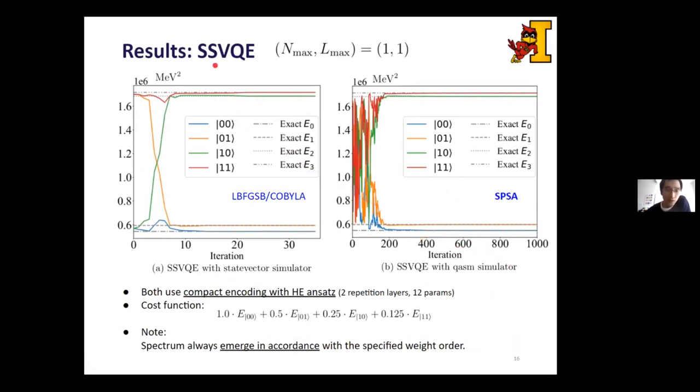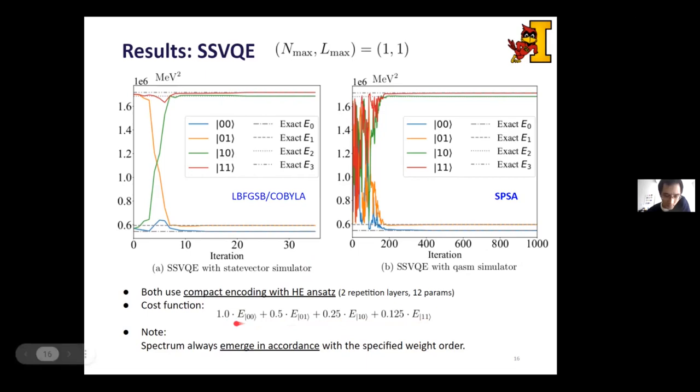And here's the result of using the SSVQE approach, also looking at the same Hamiltonian. So we expect to have 4 states in the spectrum for the Hamiltonian. And on the left, I show you the SSVQE result with the state vector simulator. On the right, I show you the SSVQE result with the QASM simulator. Unfortunately, I did not perform the calculation with a real quantum backend for SSVQE. But as you can see, with enough iterations, we are able to obtain agreement with the classical exact results using quantum simulators. And in particular, the cost function that I designed is as follows.